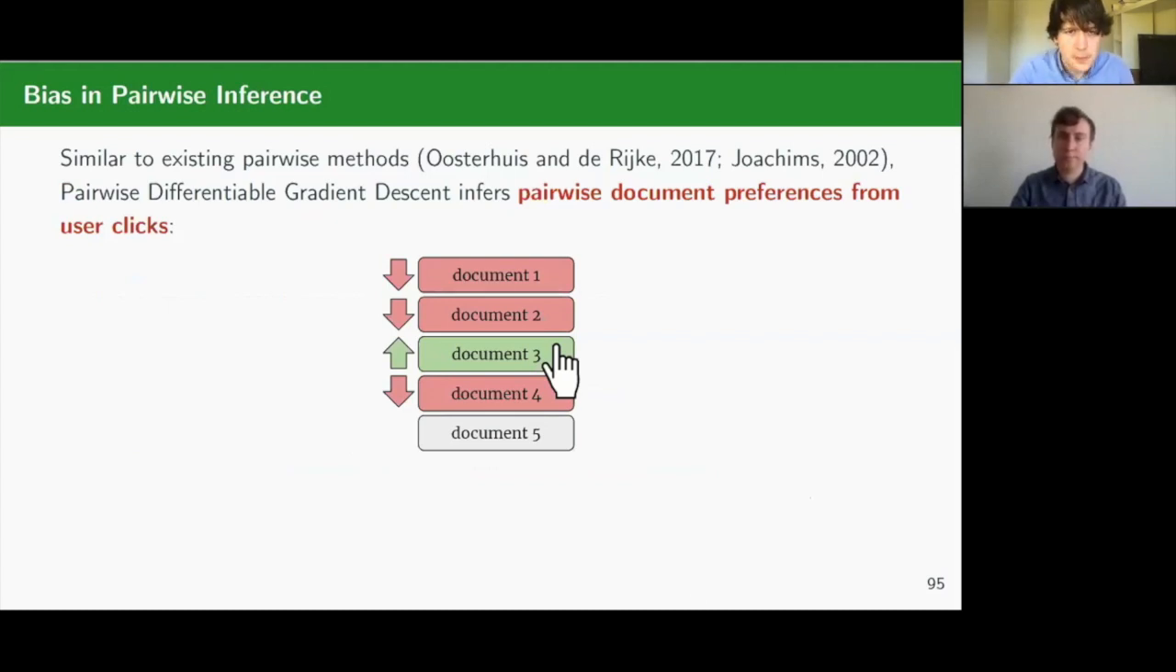So in this example, a user clicked on document 3 here. And we're going to assume that that means that this user prefers document 3 over 1 and 2 and 4. This is based on eye tracking studies. People usually go from top to bottom. So if you click on document 3, that most likely means you saw 1 and 2 and didn't think they were good. People often also look one space further, so that's why we include document 4. You don't have to do this if you're uncomfortable with that.